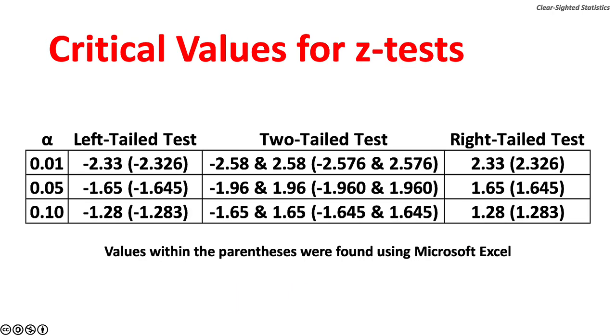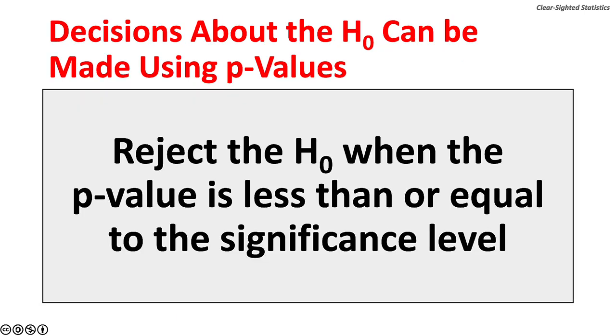Here are the critical values for left-tailed, two-tailed, and right-tailed tests for z at 1%, 5%, and 10% significance levels. The critical values in the parentheses were found using Microsoft Excel. These critical values are more precise than those found on the area under the curve table.